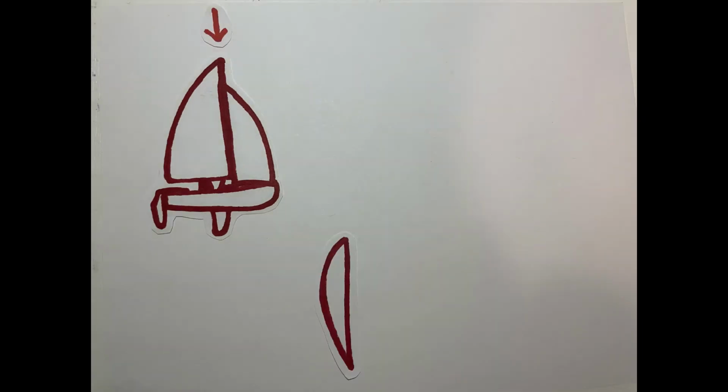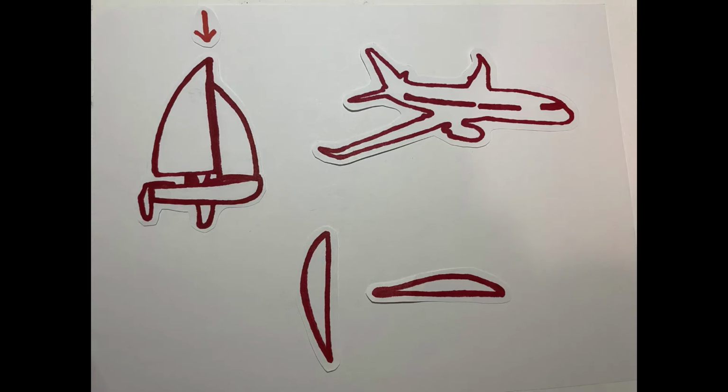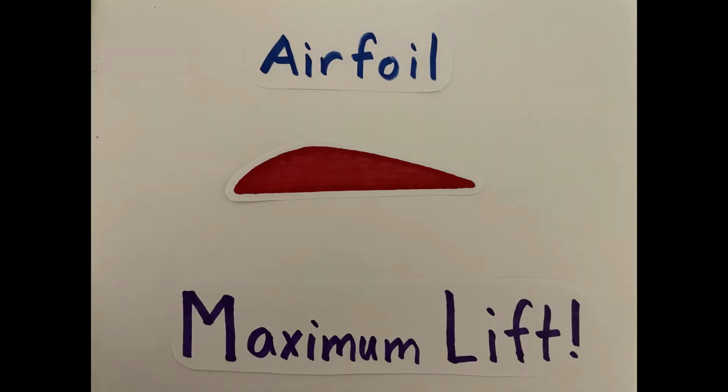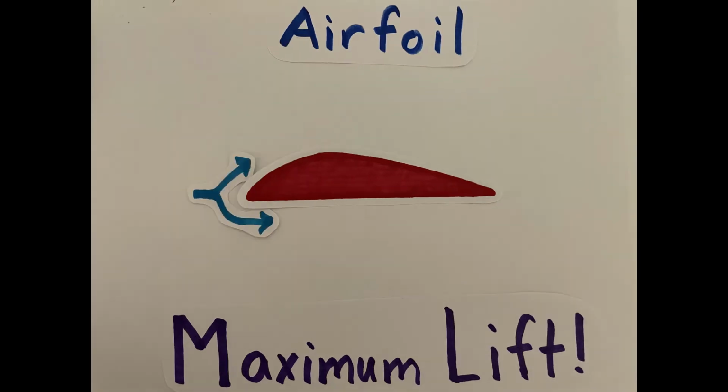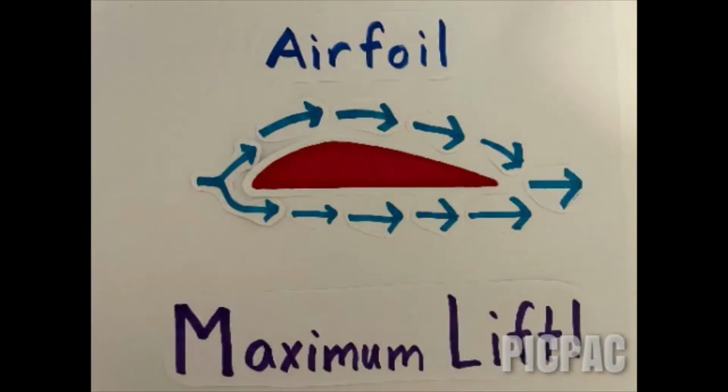Now, looking at the shape of a sail from above, you can see that it is very similar to the shape of an airplane wing from the side. This shape is called an airfoil, and is designed to create the maximum lift possible. When the wind hits the sail, it is split along the sail's leading edge. The air passes on either side of the sail at different speeds, so it reaches the same endpoint along the trailing edge of the sail at the same time.